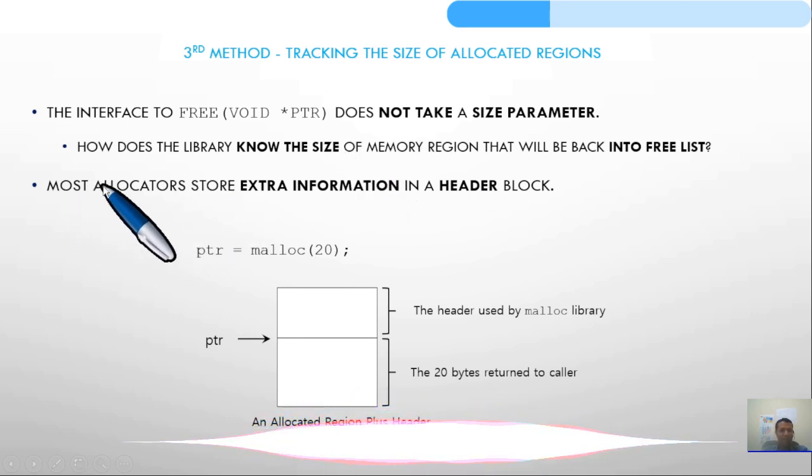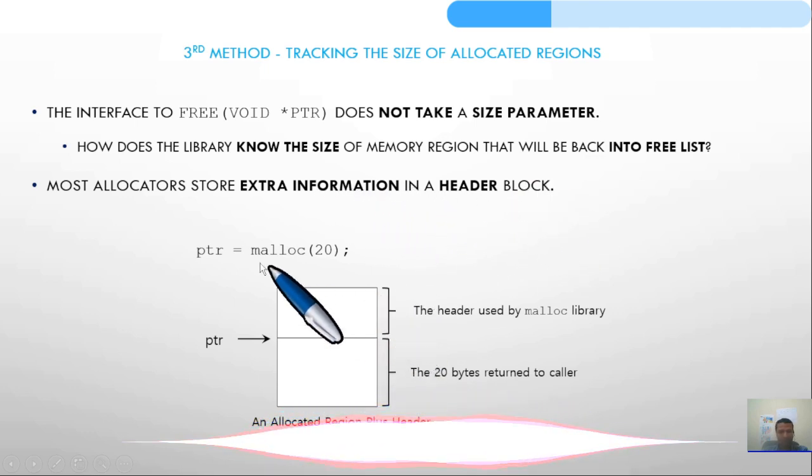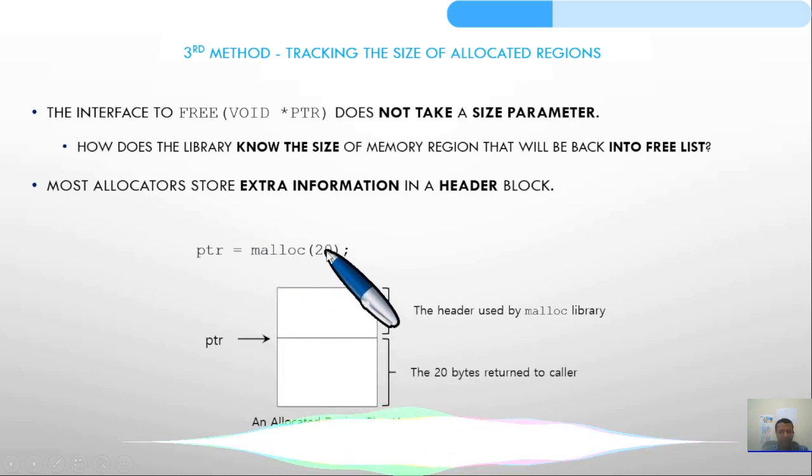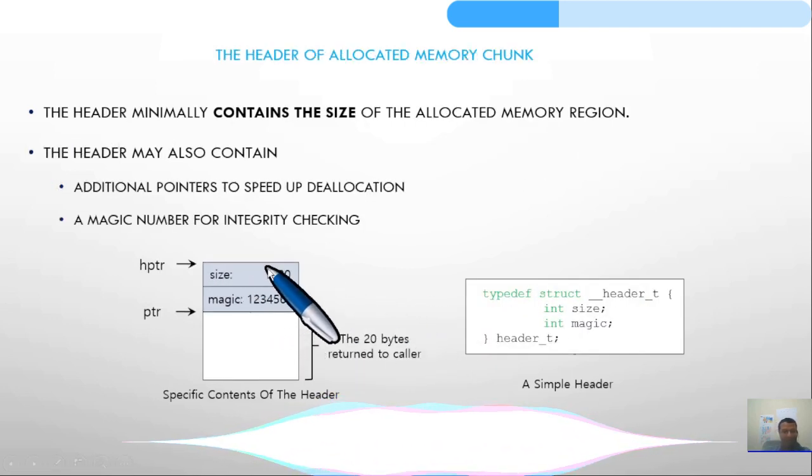The answer is, most allocators store extra information in the header block. For example, if we have a pointer from malloc 20, then we always have the allocated region, plus the header. We have a header, and as you can see, the pointer is here. The total requested area returned to the caller is 20 bytes, because 20 bytes is what we requested. But in addition to the 20 bytes, the header used by the malloc library will be attached to the pointer. This is the magic, because we're going to have the size and the magic number.